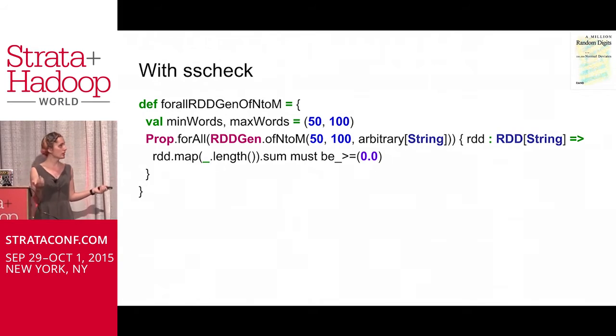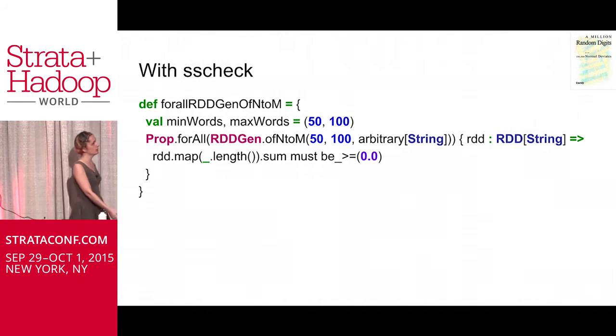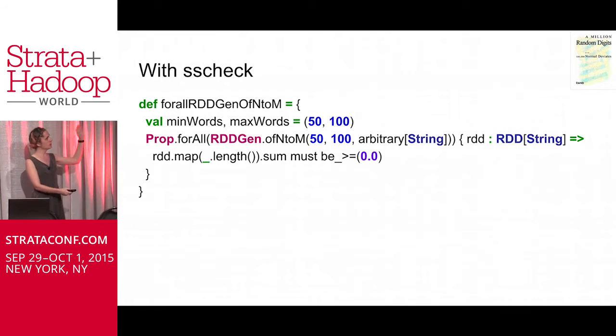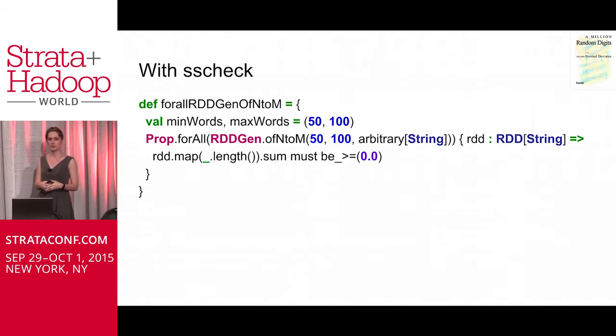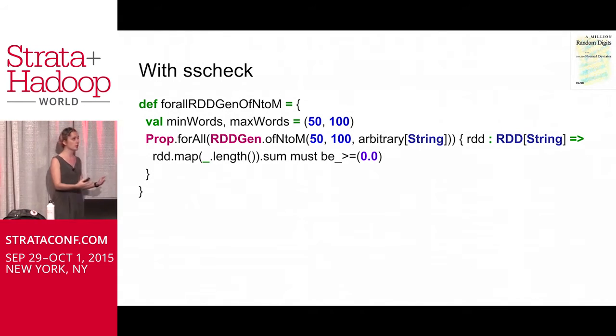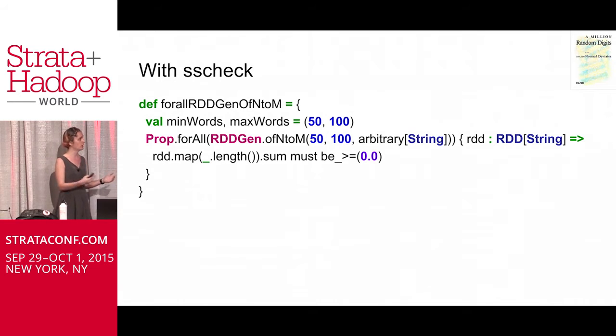So with SScheck, we could do pretty much the same thing. Sorry, not pretty much the same thing. We could do something like this, and we don't have to write down our strings that say hello and goodbye to me. We just say, I want you to generate some arbitrary strings, and we could specify a bunch more things about the strings. We could specify that we were generating case classes. We can do pretty much whatever we want.